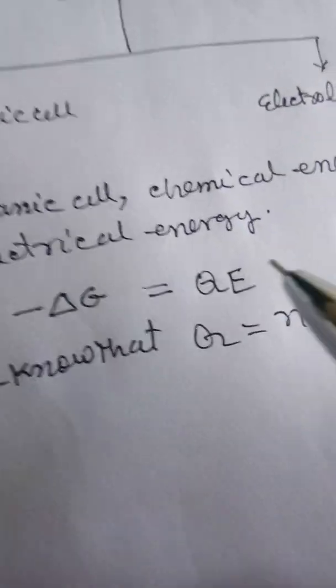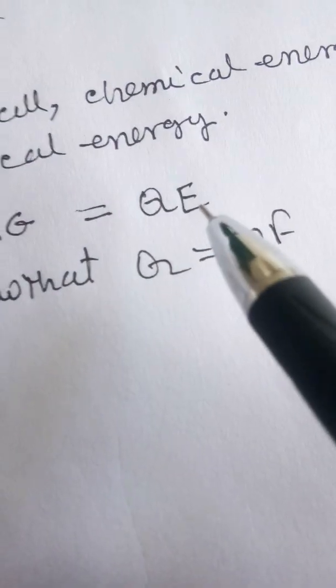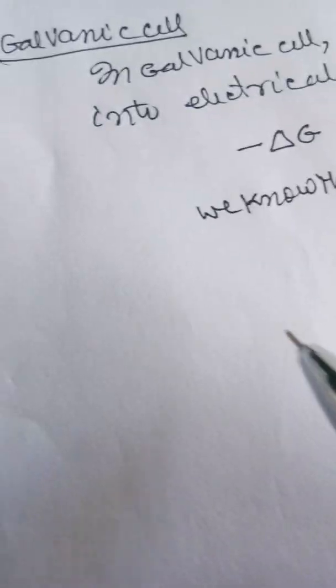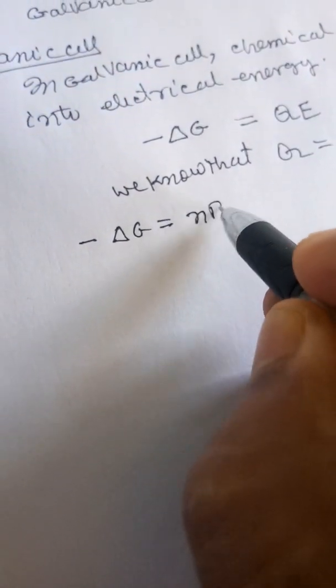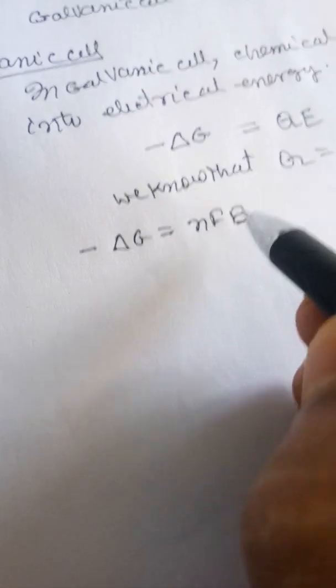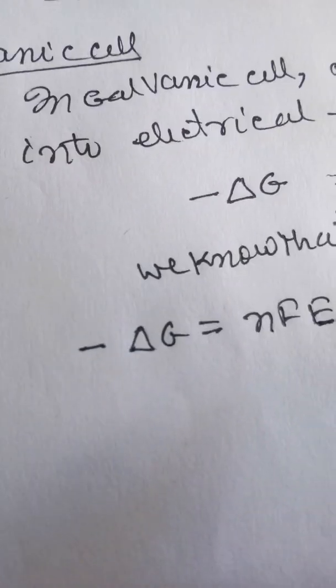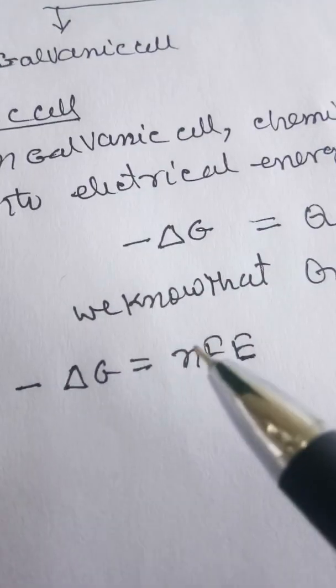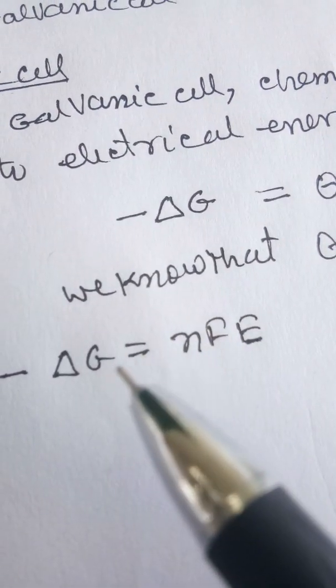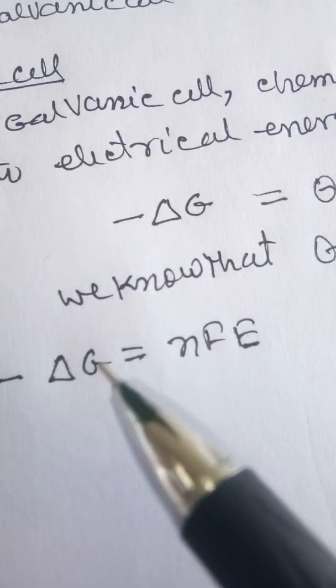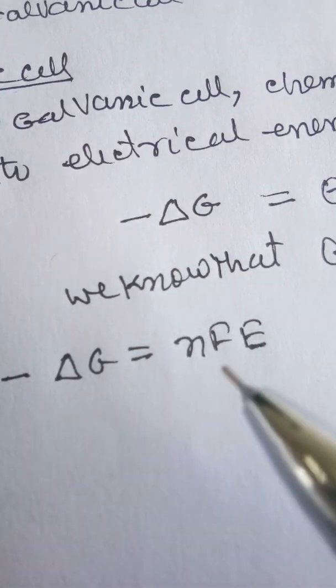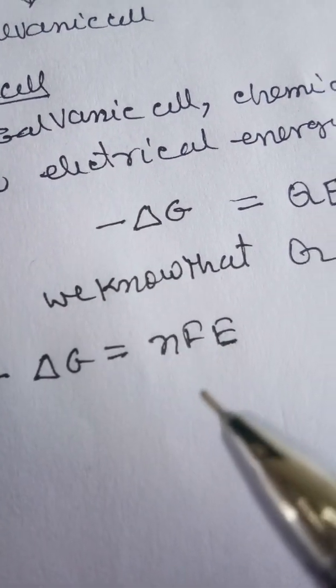So this is the electricity and this is the electrode potential, you can say cell potential. Overall we can say minus delta G is equal to nFE. So this is the relation between electrical work done and the free energy change, meaning the chemical energy is changed into electrical energy.